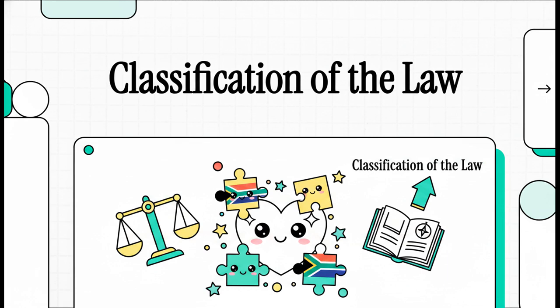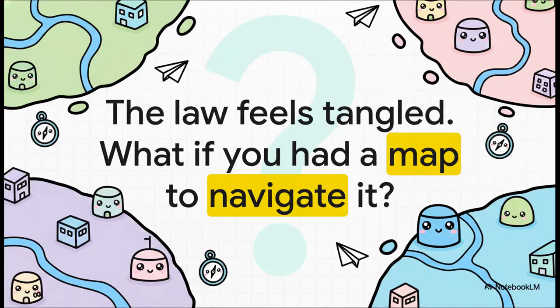Okay, let's do this. You know that feeling, right? You're staring at this giant, tangled web of rules, principles, and all these strange Latin phrases. It's just confusing. But what if you could zoom out and see it all clearly, laid out like a proper geographical map, with continents, countries, and even cities? Well, that is exactly what we're building today. A clear, simple guide to help you navigate the entire legal landscape.